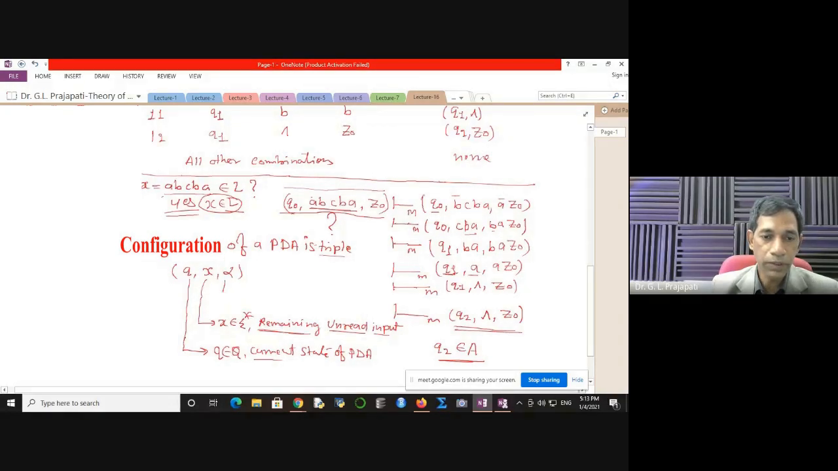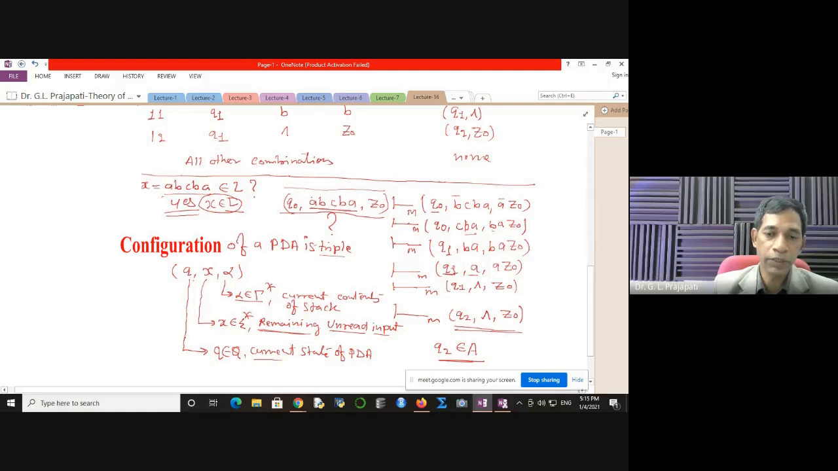Alpha is what? This alpha is taken from the set tau star, where tau is the stack alphabet. So some string from tau star is the current contents of the stack. So alpha is the current contents of the stack. This is the configuration. How can you specify the particular state of your machine? By showing the configuration, meaning by telling that Q is the current state of your machine, X is the remaining unread input that the machine is supposed to read next, and alpha is the present contents of your stack.